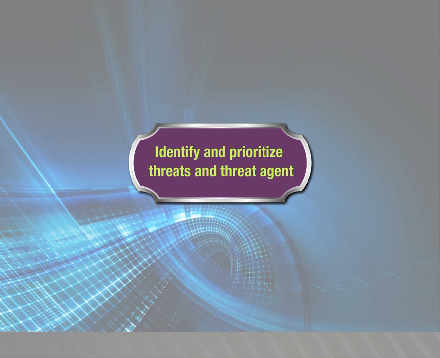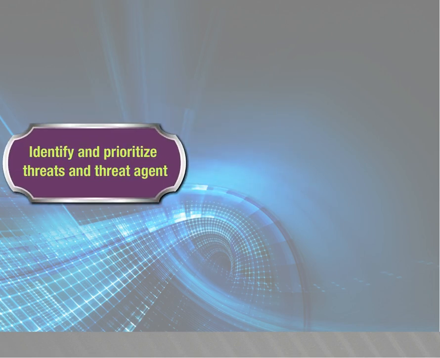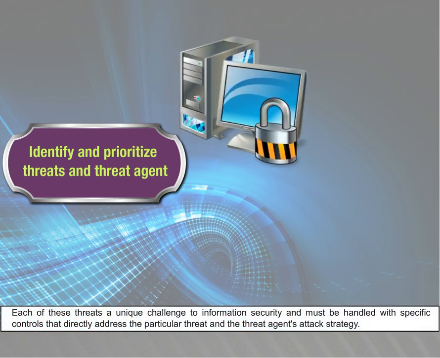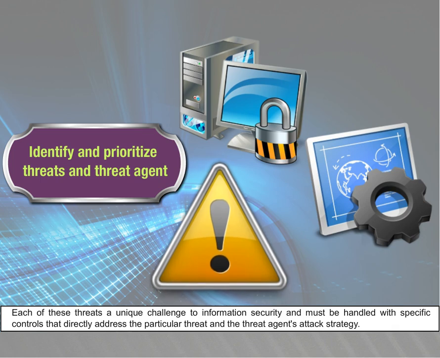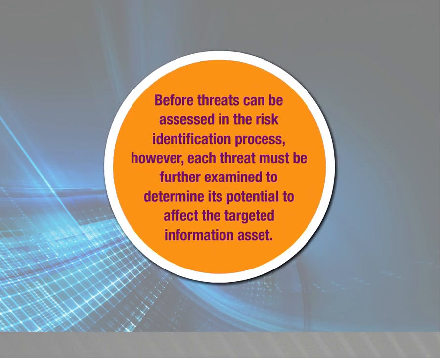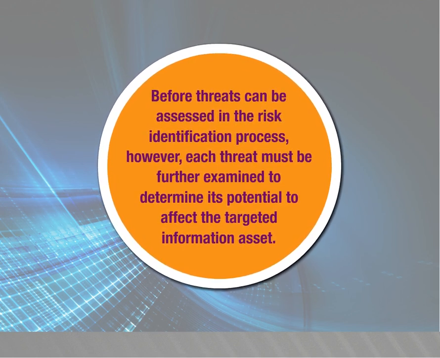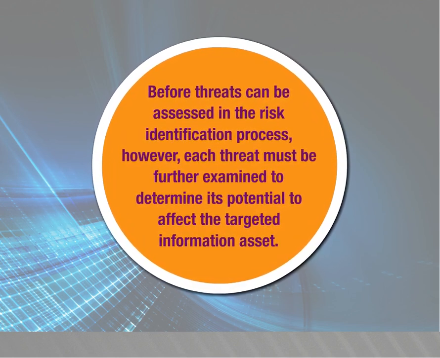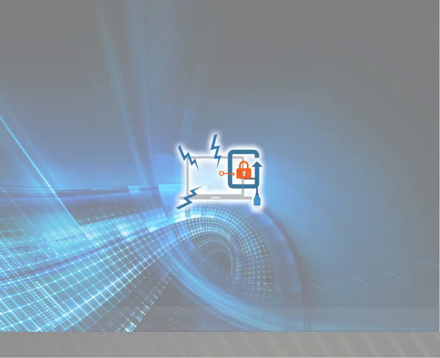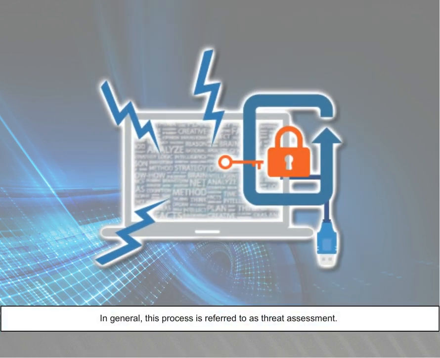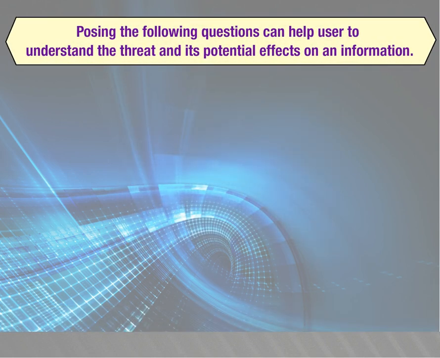Identify and prioritize threats and threat agents. Each of these threats presents a unique challenge to information security and must be handled with specific controls that directly address the particular threat and the threat agent's attack strategy. Before threats can be assessed in the risk identification process, however, each threat must be further examined to determine its potential to affect the targeted information asset. In general, this process is referred to as threat assessment. Posing the following questions can help the user to understand the threat and its potential effects on an information asset.